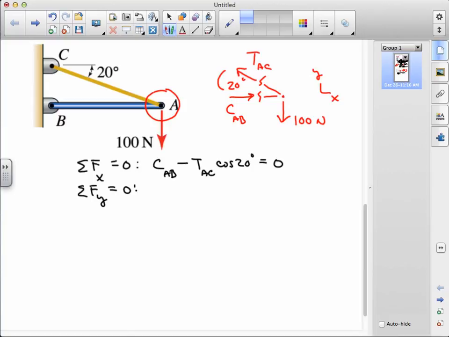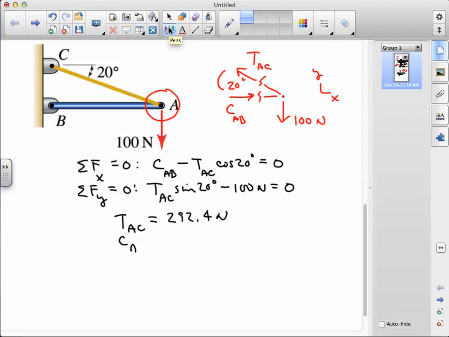We'll annotate this with an angle in our XY coordinate system, and then we're ready to write our equilibrium equations. In Y, we have TAC sine 20 degrees minus 100 newtons equals 0. We can solve for the tension in the cable directly, and that number turns out to be equal to 292.4 newtons. And then if we back substitute that into the first equation, we get a compression in AB that's equal to 274.7 newtons.